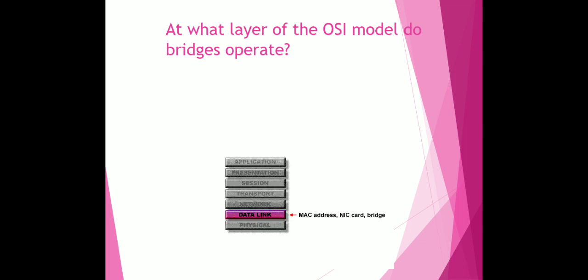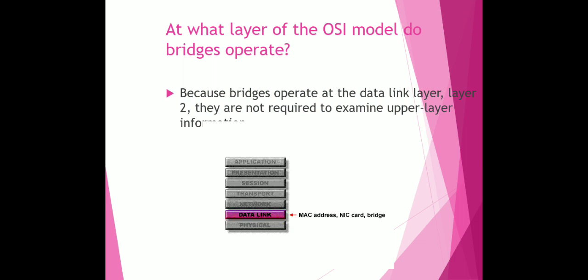At what layer of the OSI model do bridges operate? They operate on the second layer of the OSI model, called the data link layer. Because bridges operate at the data link layer, layer 2, they are not required to examine upper layer information.